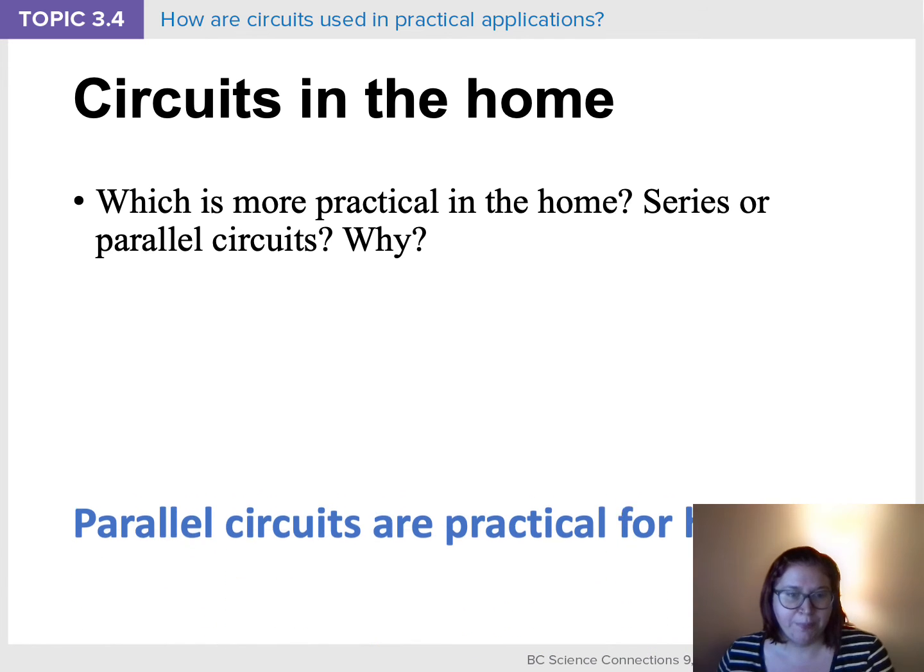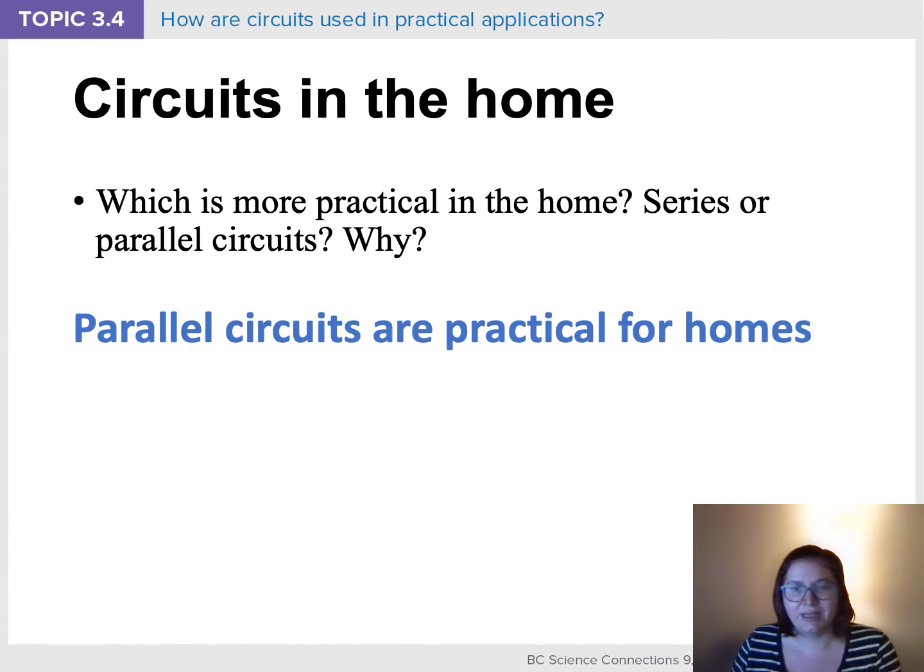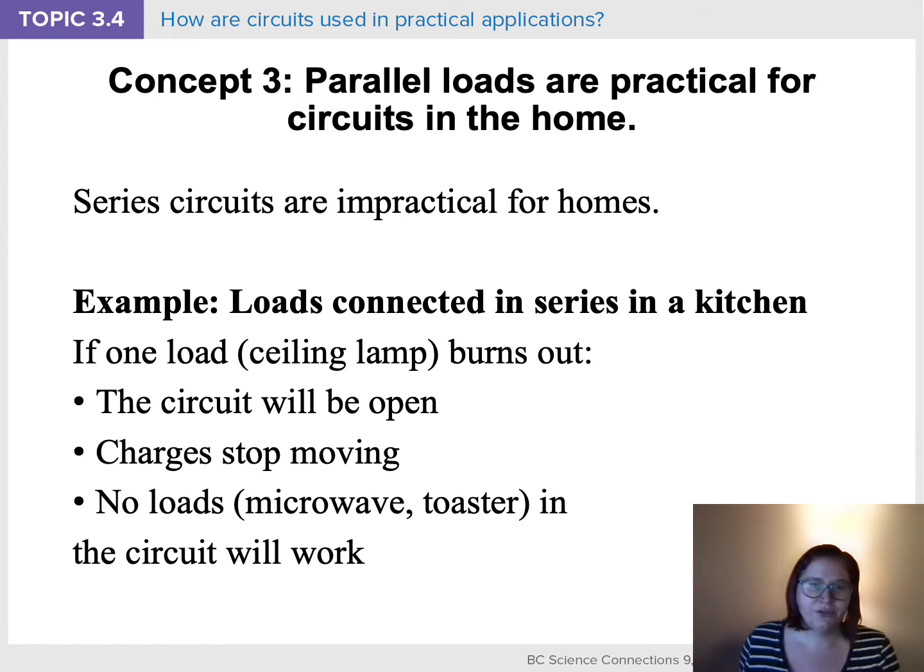Okay, so parallel circuits are more practical for homes, and I'm going to show you why. So let's start with why series circuits are not practical for homes. So think about what you have in your kitchen, all of the different loads you have, like a ceiling light, a fridge, a microwave, your toaster, your kettle. If one load, say the light in your kitchen ceiling, burns out, the circuit is going to be open, like an open switch, and the charges will stop moving. So no other loads, like your microwave or your toaster, would work. Nothing in your kitchen would work if one thing burnt out or broke.